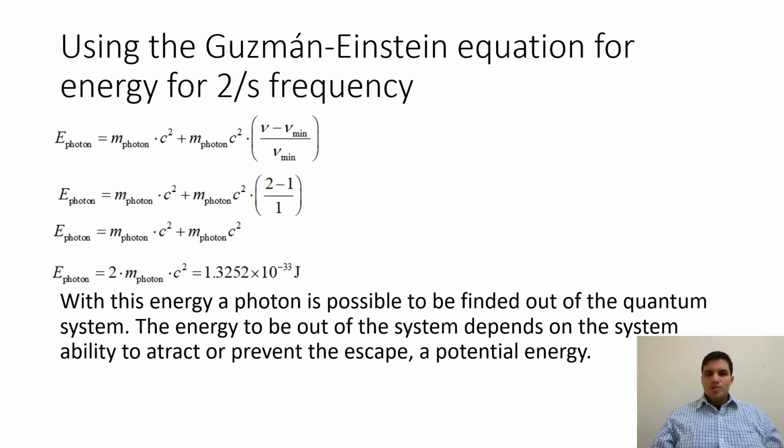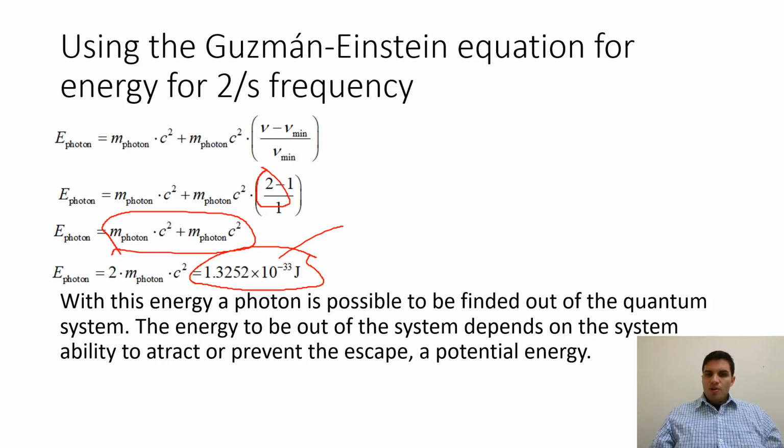Here is the result of the equation for energy of 2 cycles per second. Here is in the equation the value. This is the product of the equation using the calculation, and the final result is that a photon with a frequency equivalent to 2 cycles per second has energy equivalent to this quantity. With this energy, a photon is possible to be found out of the quantum system.